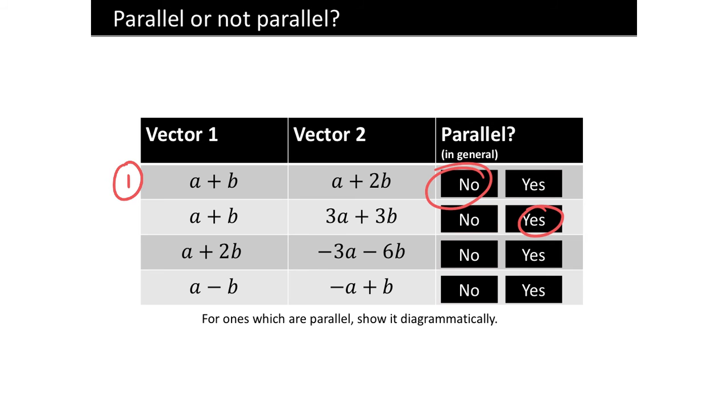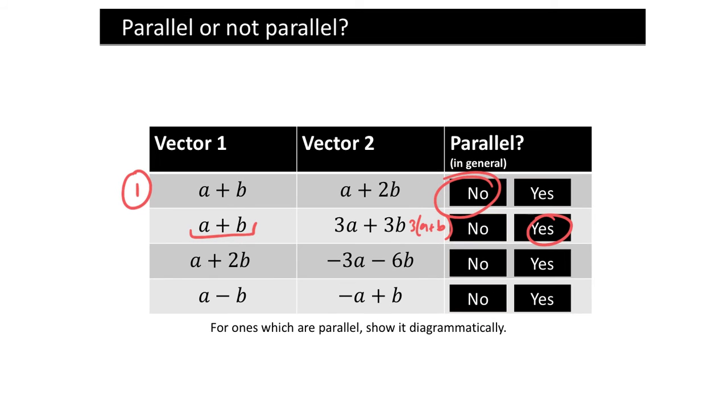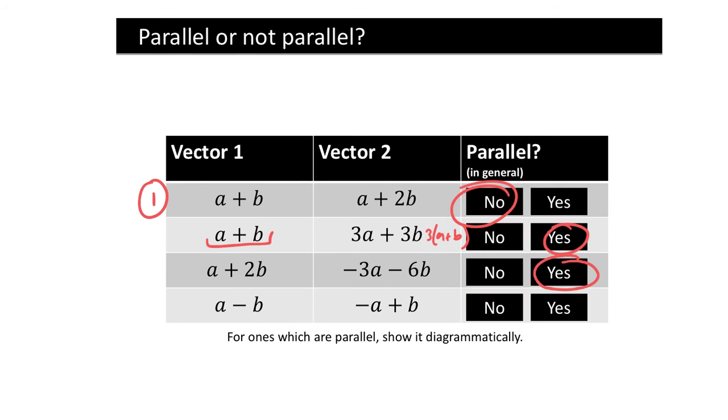Yes, absolutely, because a plus b is simplest form. Can we get that from vector 2? Can we factor out a plus b? We can. 3 lots of a plus b, isn't it? Okay, how about the second one? Yes, what do we factor out? Minus 3 is going to give us a plus 2b, isn't it? So we still got that. The second one, sorry, the fourth one even. Yes, it is. Minus 1, so minus lots of a minus b, okay? If one of your vectors is in its simplest form and you can factor that out, they're parallel.